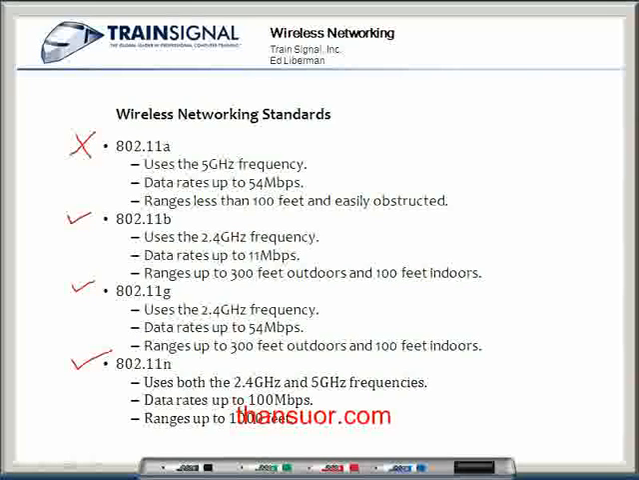802.11a uses the 5 gigahertz frequency and can handle data rates up to 54 megabits per second. If I pause right there on data rates up to 54 megabits per second, there are two things I want to tell you. One, on this entire page, anywhere you see data rates up to a certain speed, keep in mind the data rate is up to that speed. That would be in an optimal situation.